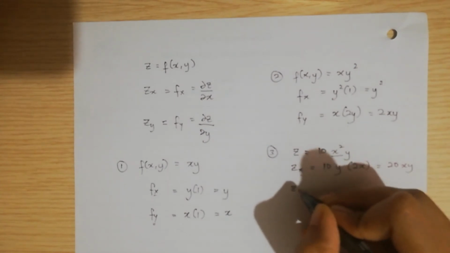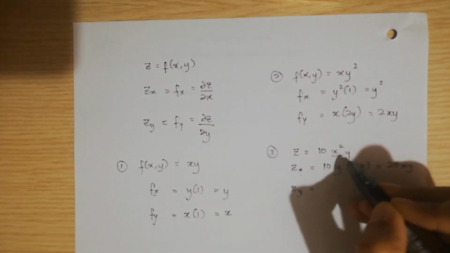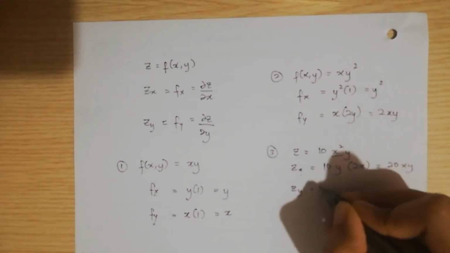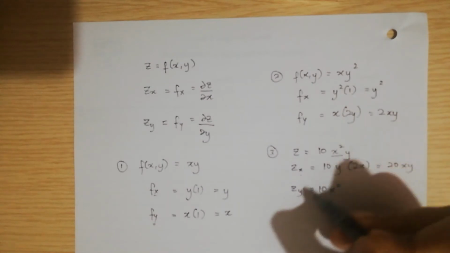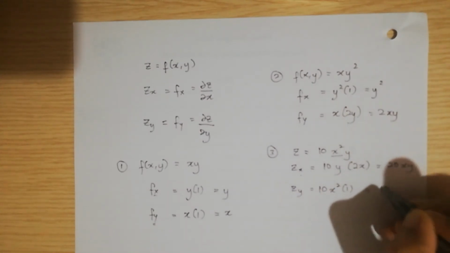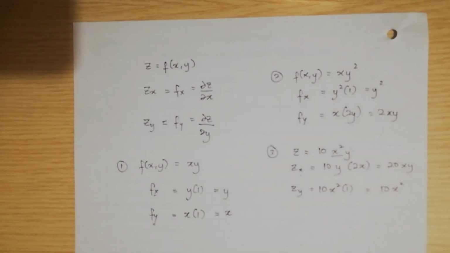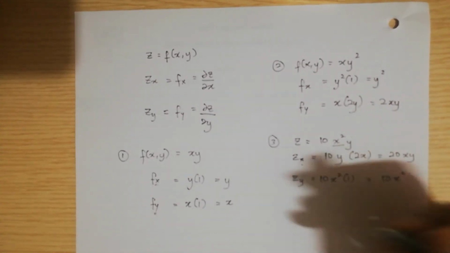Similarly, you can find zy. Just focus on the y here. So treat 10x squared as constant. Differentiate y with respect to y will give you 1. So you will have 10x squared. Okay, let me give you another example.